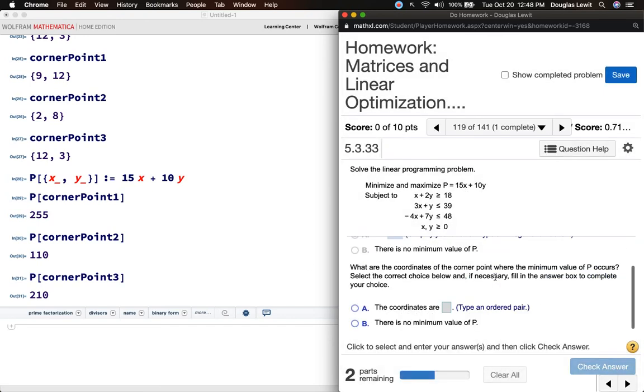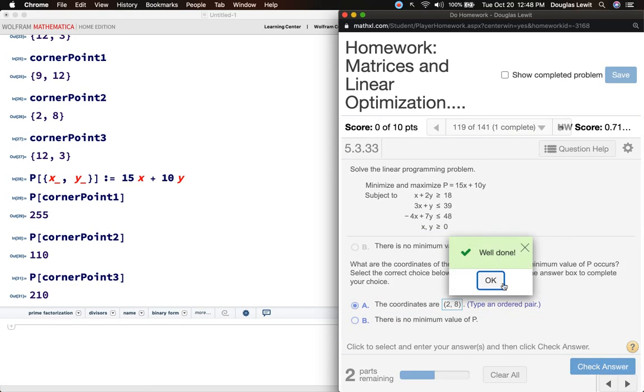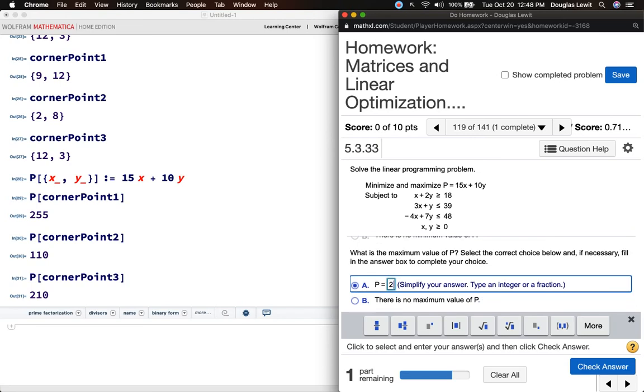That is correct. What are the coordinates of the corner point where the minimum value of p occurs? Well, the coordinates will have to be 2, 8. That is correct. What is the maximum value of p? Select the correct choice below, and if necessary, fill in the answer box to complete your choice. Well, the maximum obviously occurs here at corner point 1, when the maximum value of p is 255.